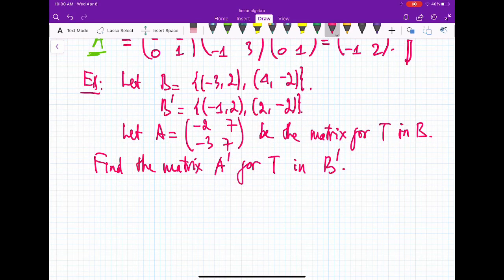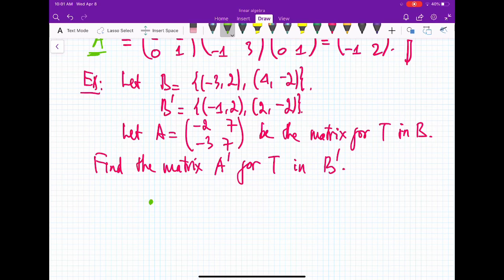Alright, in this example, we consider two bases, B and B prime, as in your screen. And they give us A, just the matrix of some linear transformation in R2, and they ask us to find the matrix A prime for this linear transformation, but with respect to the new basis B prime. Okay, so we do almost the same.